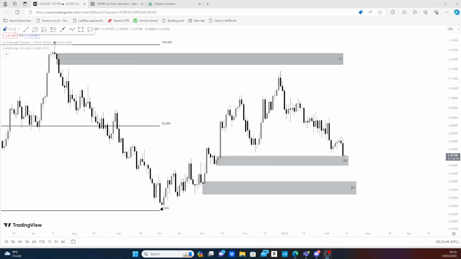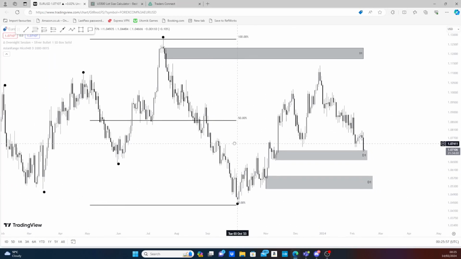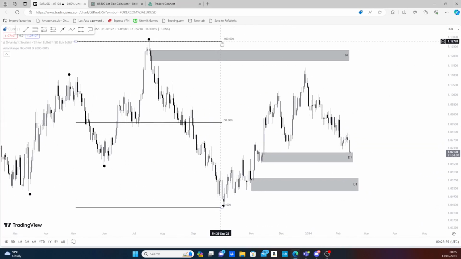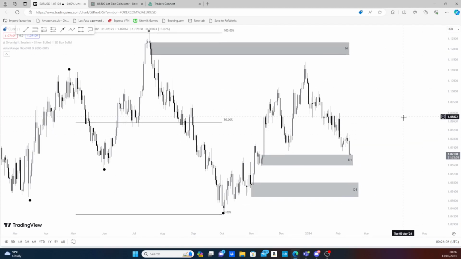Here we have a Euro USD chart in front of us, and I'm just looking to give my overall outlook on the pair and where we could be going in price. Okay, so from here we have the daily time frame open in front of us. This is the daily time frame. So the first thing we want to look at is our PD arrays.